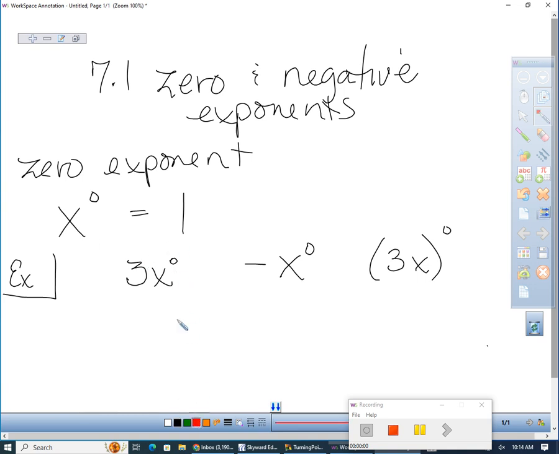The first one is 3. This 0 only applies to the x. The x is what becomes 1, so our answer is 3. In the second one, the 0 only applies to the x. So the x to the 0 is 1, but I still have a negative, so this is negative 1. The last one is 1 because it applies to the whole group.